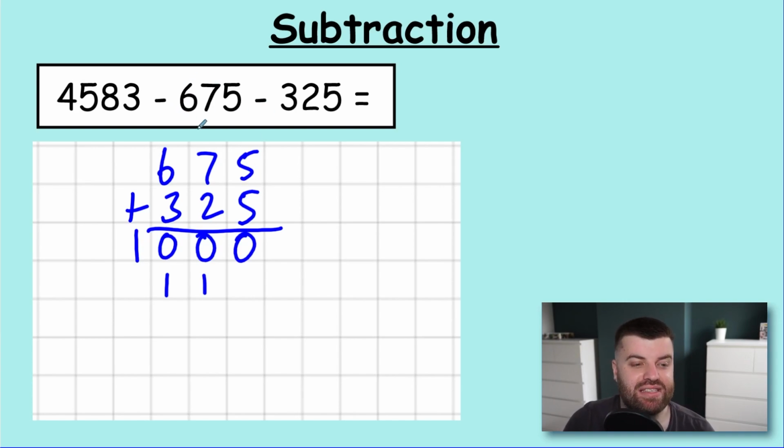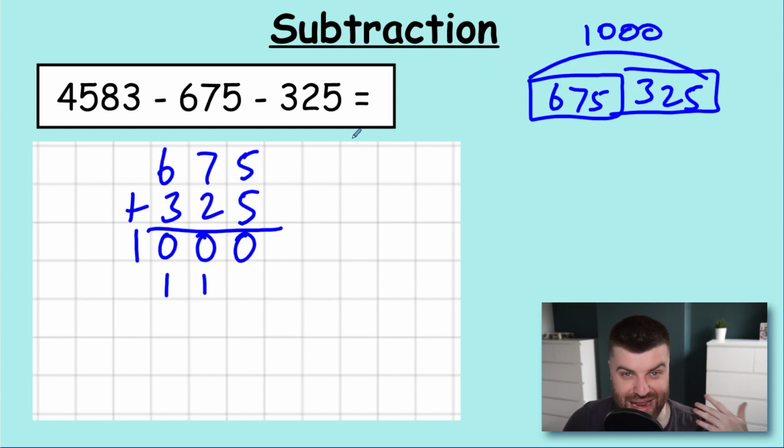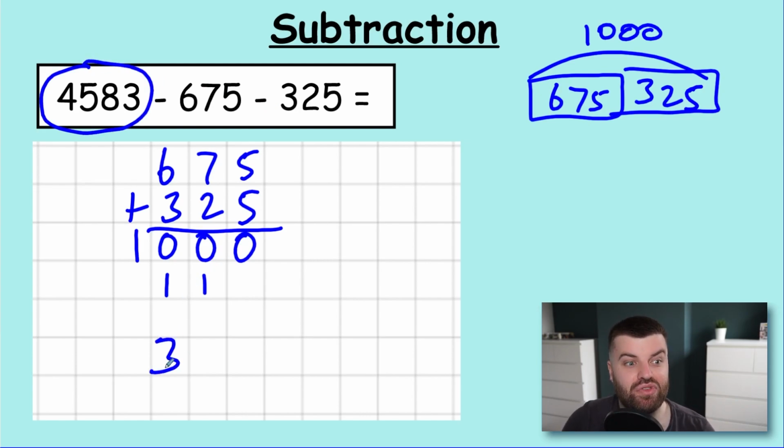Instead of taking away 675 and then taking away another 325, if I just group it together, that's 1,000. And I can just take away 1,000 in my head. What's 1,000 less than 4,583? 3,583. And that's the answer.